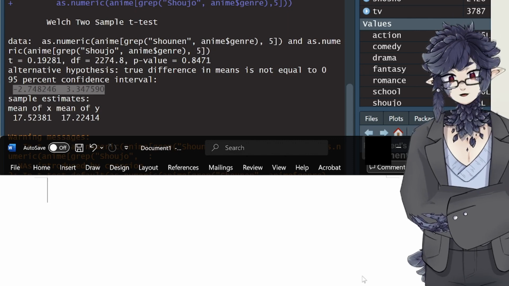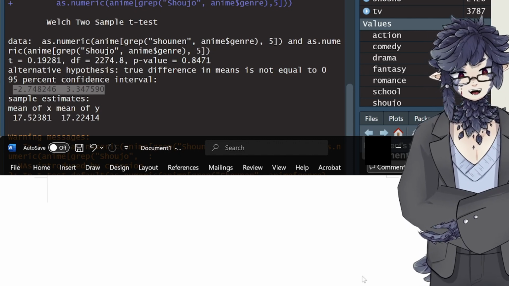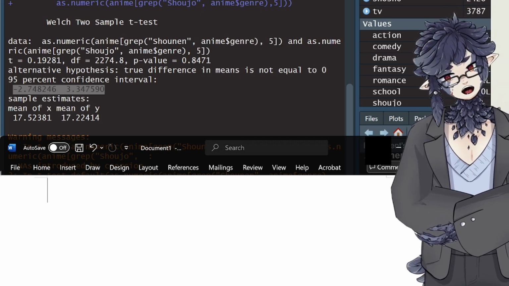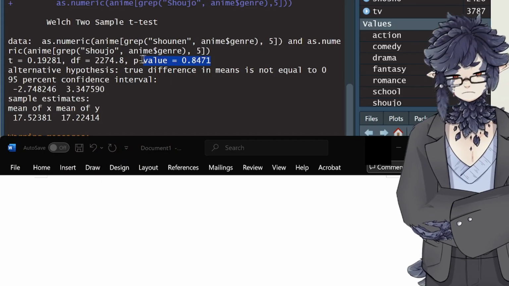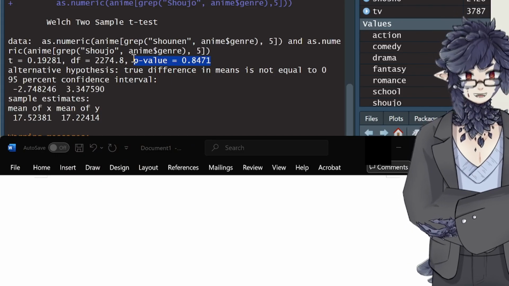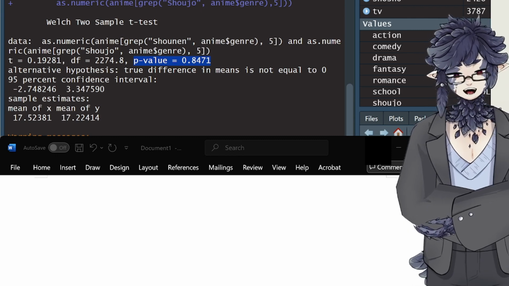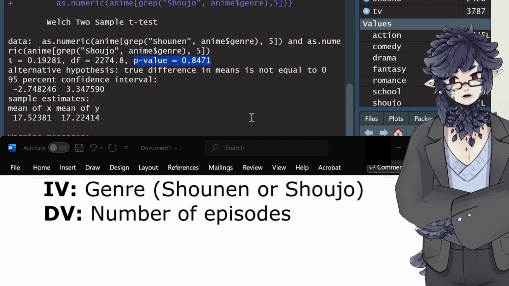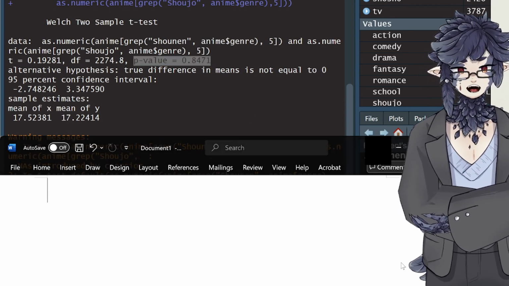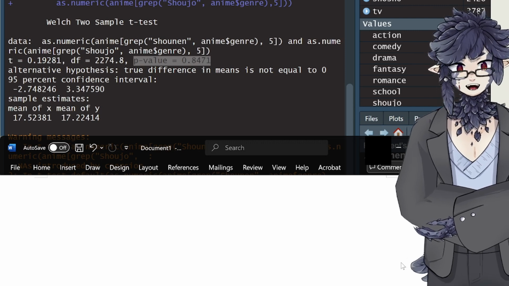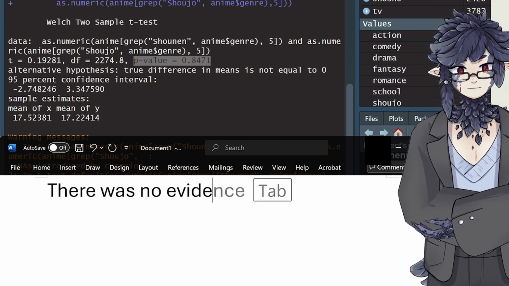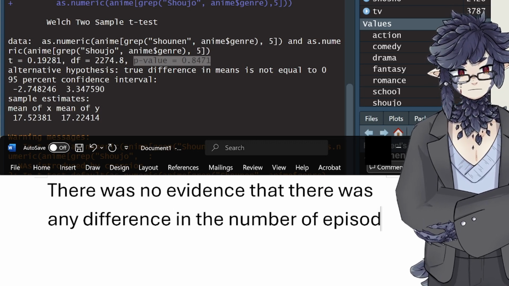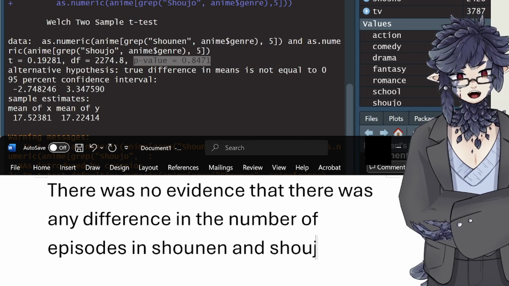Well, first things first, one very important thing about writing up sentences in APA style is we need to actually say what we found. So first, did we reject the null? No. Our p-value is definitely greater than the typical alpha level in psychology of 0.05, so we didn't reject the null. As a reminder, our independent variable is genre, shonen or shoujo, and our dependent variable is the number of episodes. So there was no evidence that there was any difference in the number of episodes in shonen and shoujo anime.